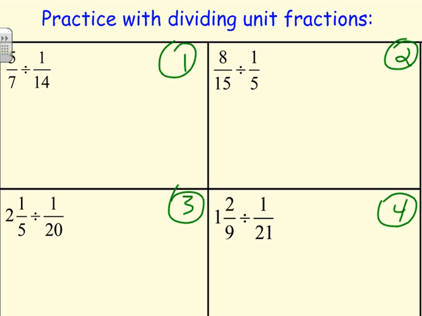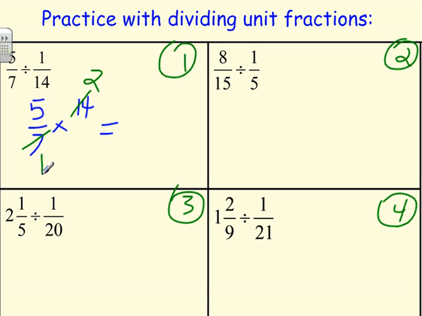So for our example number 1, we keep the first number the same, which is 5/7, and now we multiply by the denominator of the second fraction, which is 14. And remember, this works because it's a unit fraction. Now we can multiply 5 by 14 over 7, but we know that in multiplication, we can cancel some things before we actually multiply through.